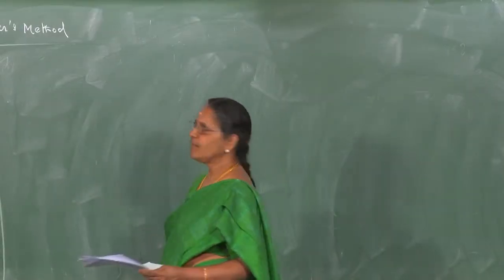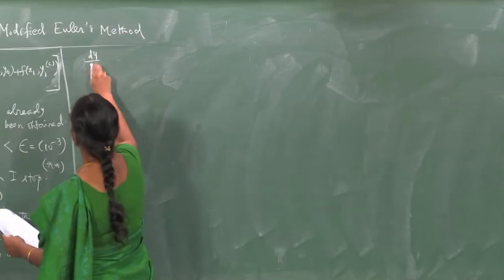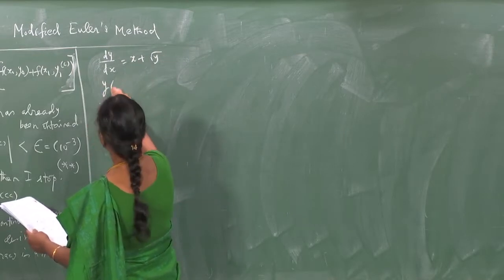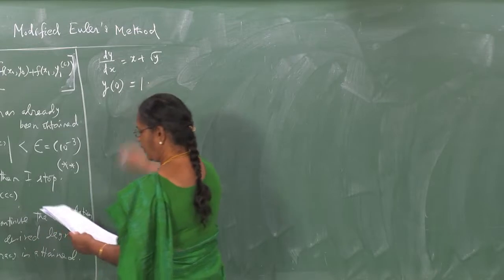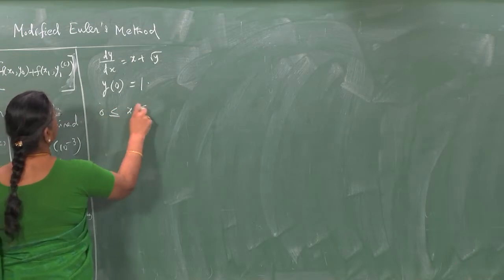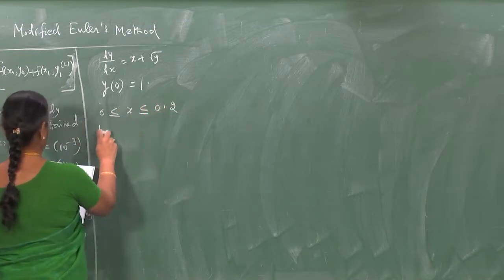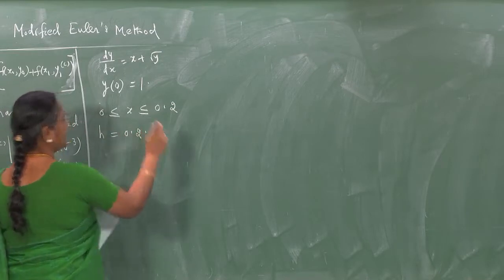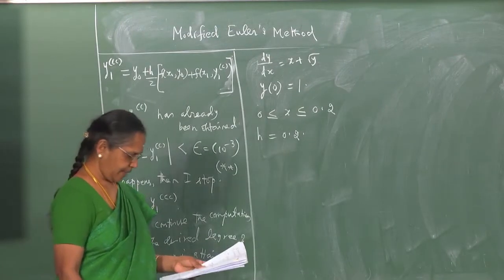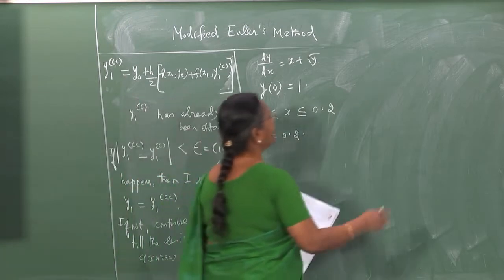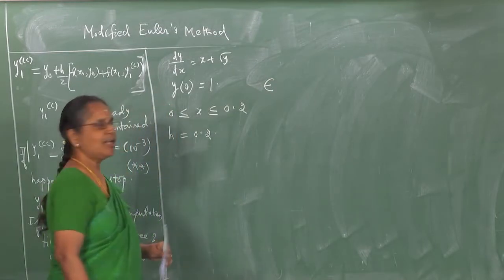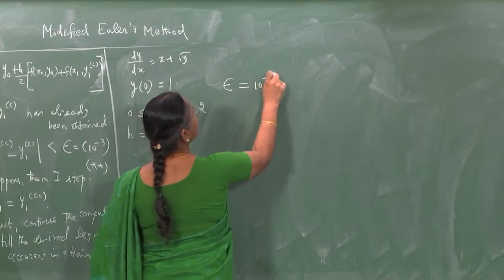So, let us take this initial value problem. dy by dx is x plus root y. Initial condition given is y of 0 equal to 1, and you are asked to solve this problem in the interval 0 to 0.2 by taking step size as 0.2 using modified Euler's method, and determine the solution correct to the desired degree of accuracy, say epsilon, which is 10 to the minus 2.